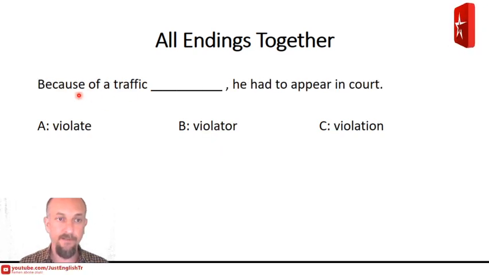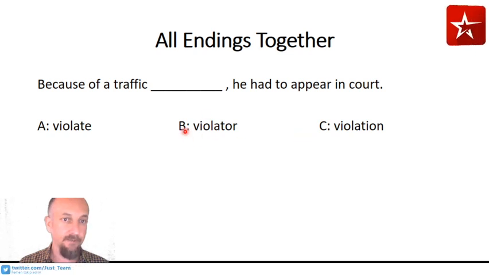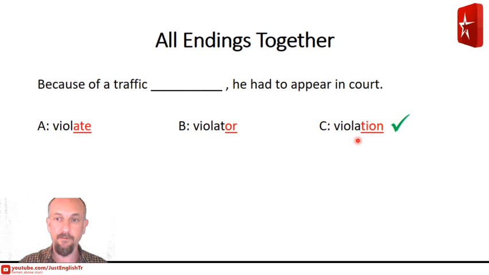If we go to the next one: because of a traffic, he had to appear in court. So we have violate, violator, and violation. GS says B, violator. Eren says C, violation. Onur and Erdoğan also say the same. Let's have a look. Yeah, there you go. The correct answer is C.